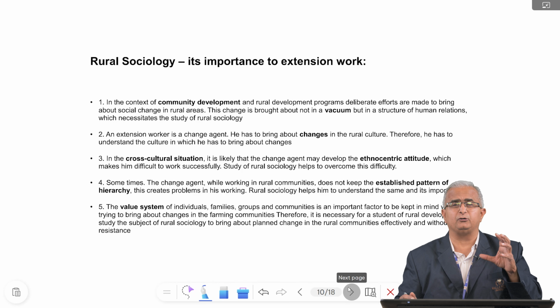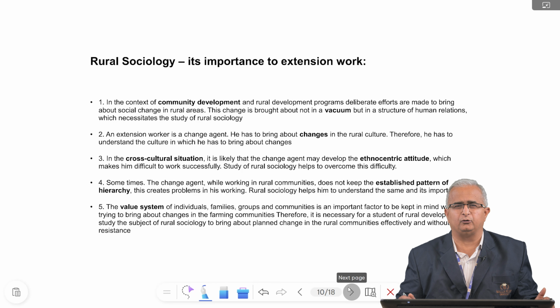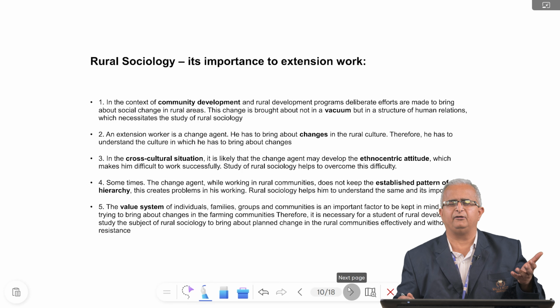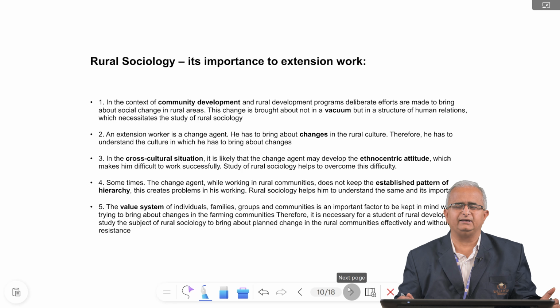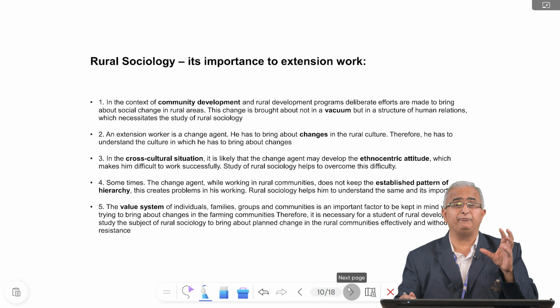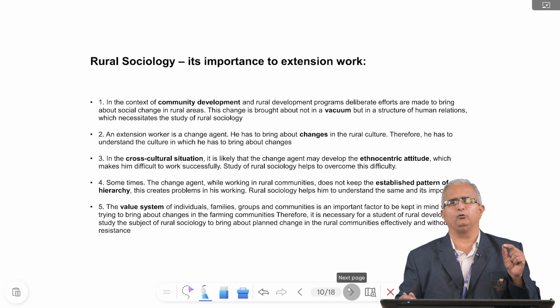That kind of attitude is nothing but the ethnocentric attitude. Generally, the extension workers, if they are coming from urban societies, when they go to the villages, this kind of cross-cultural difference, when the culture of the extension worker and the farmers vary, this ethnocentric attitude may develop within the extension workers. For that, he needs to understand.